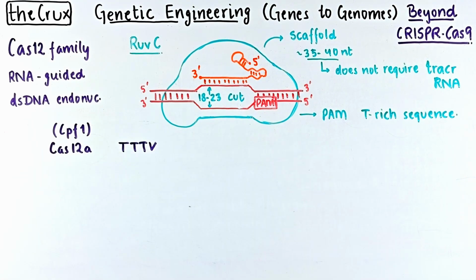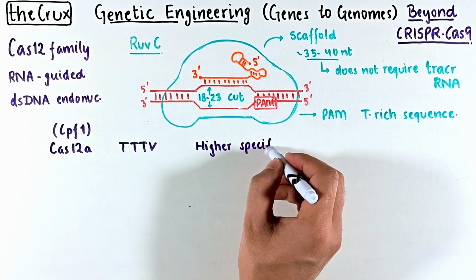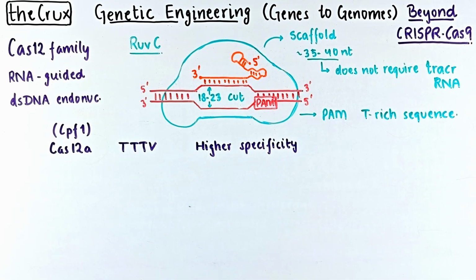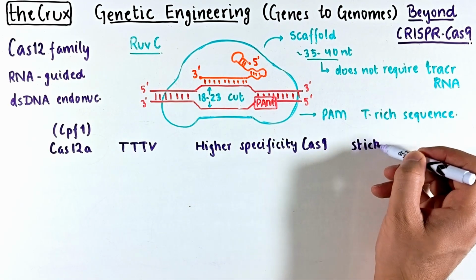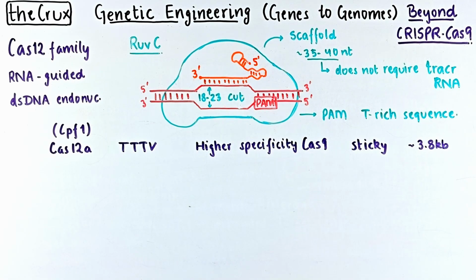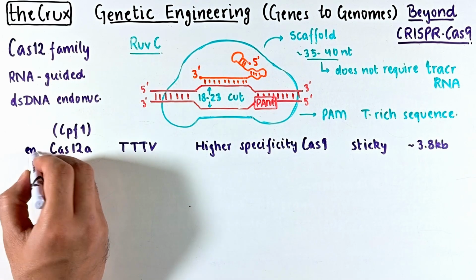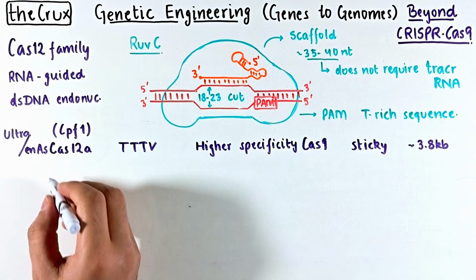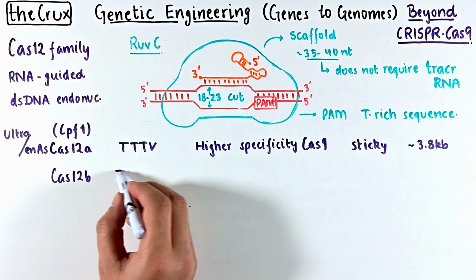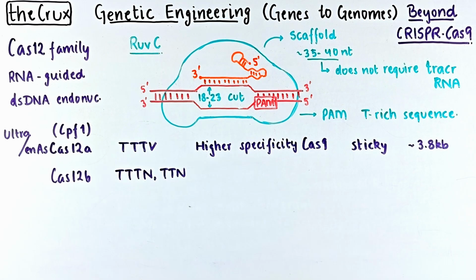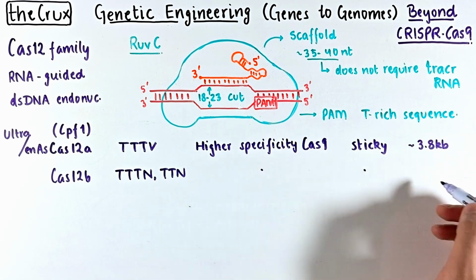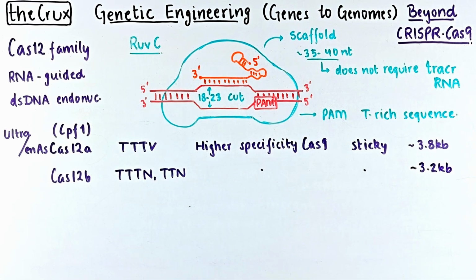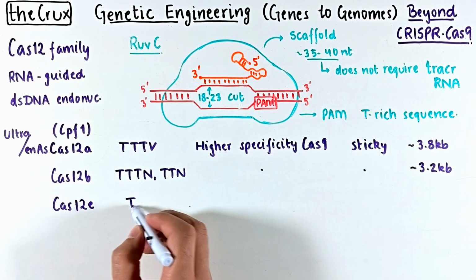It recognizes a T-rich PAM and cuts DNA with higher specificity than Cas9, and it generally gives you sticky ends. And you will find that generally people use some engineered Cas12a variants instead. Cas12b is another enzyme in this family, which has a relatively relaxed PAM requirement. Everything else is similar, but the enzyme is quite a bit compact in size.